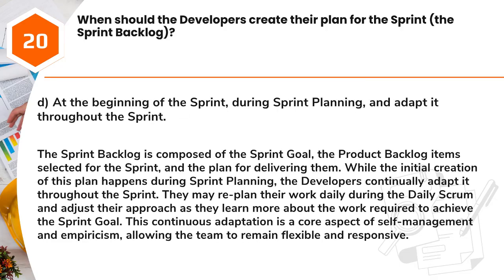Answer: D. At the beginning of the sprint, during sprint planning, and adapted throughout the sprint. The sprint backlog is composed of the sprint goal, the product backlog items selected for the sprint, and the plan for delivering them. While the initial creation of this plan happens during sprint planning, the developers continually adapt it throughout the sprint.